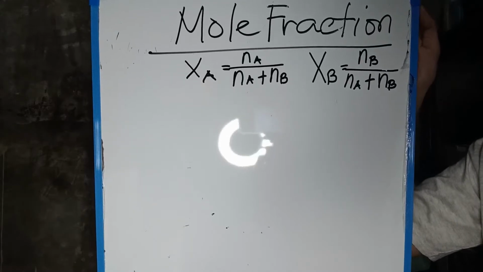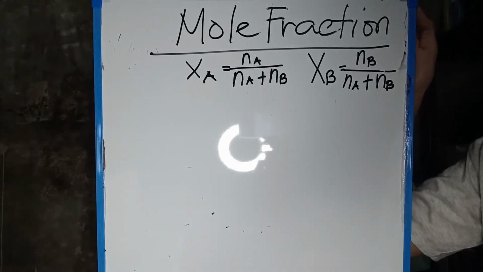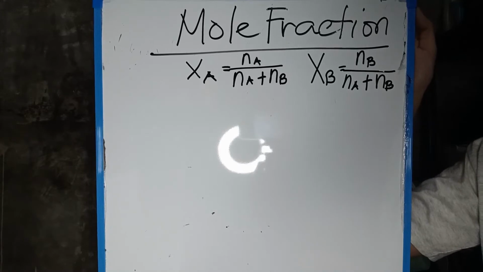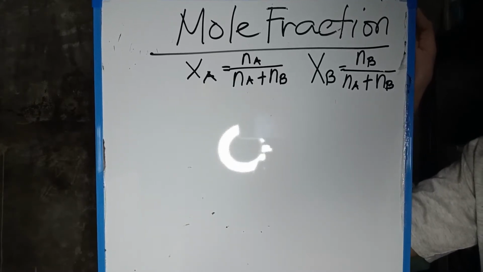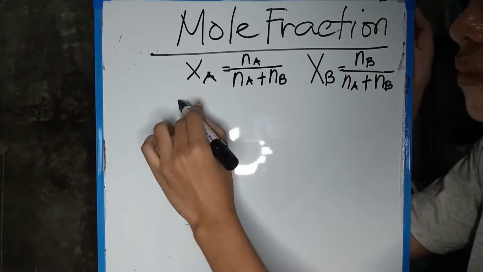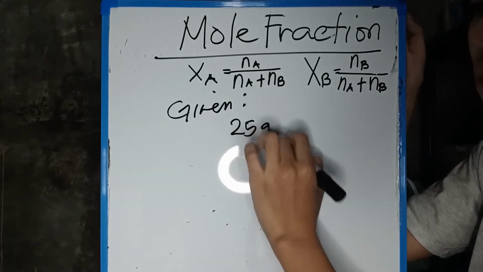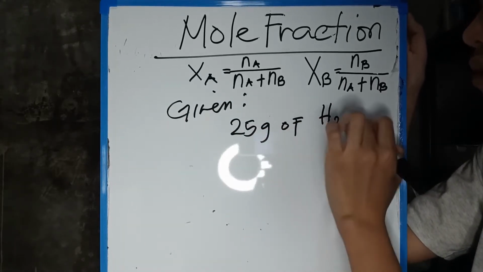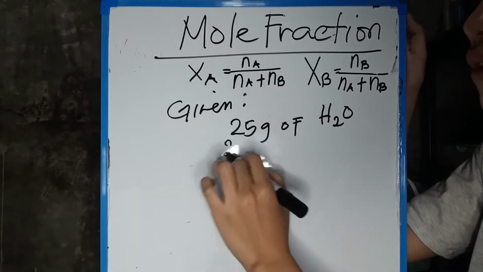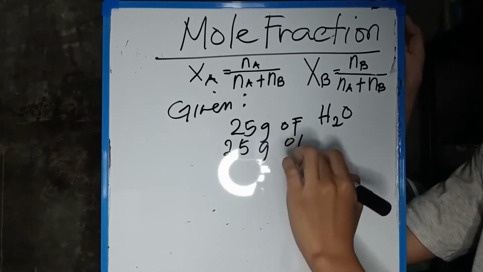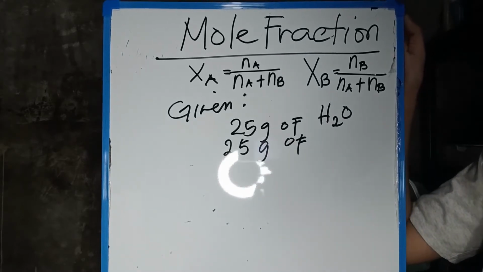So our question is, a solution is prepared by mixing 25 grams of water and 25 grams of ethanol. We're going to get the mole fraction of each substance, which means we're going to get the mole fraction of water and the mole fraction of ethanol. But first, we're going to identify the given: 25 grams of water, and also 25 grams of ethanol.